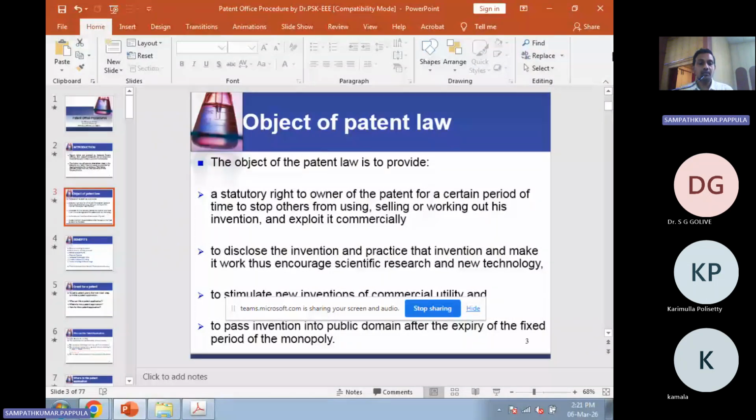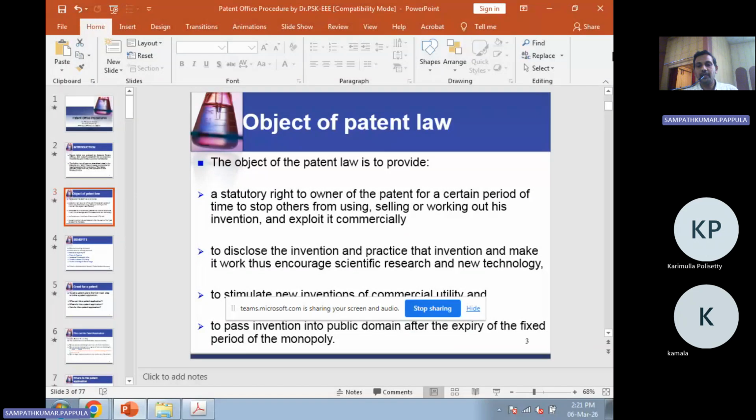A statutory right to the owner of the patent for a certain period of time to stop others from using, selling or working out his invention and exploiting it commercially, and to disclose the invention and practice that invention and make it work, thus encouraging scientific research and new technology. So another object of the patent is this only: encouraging scientific research and new technology.